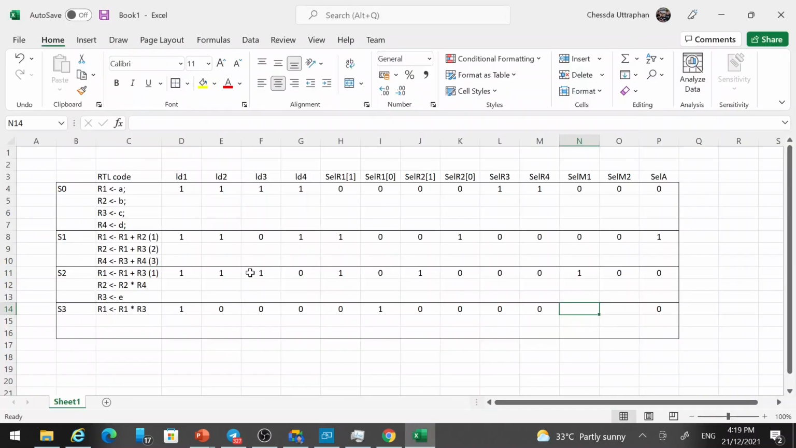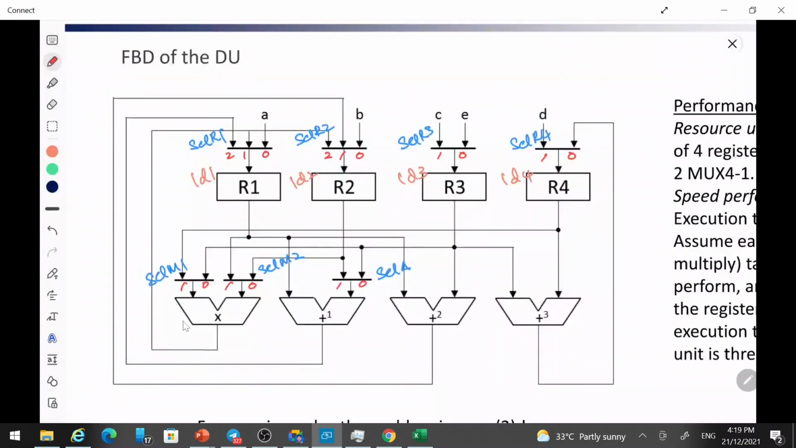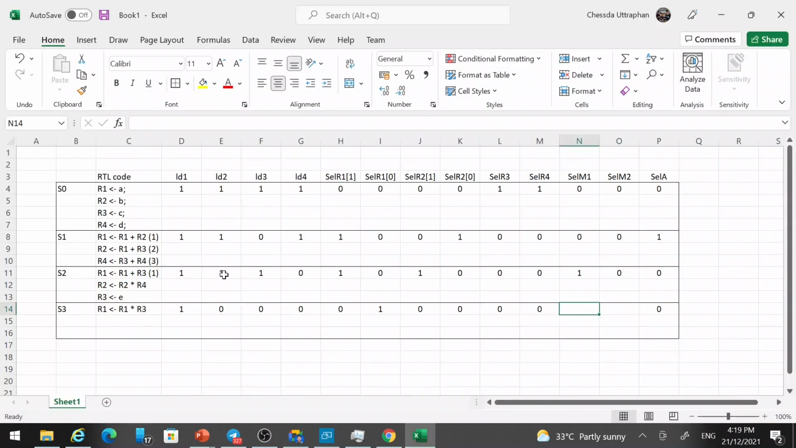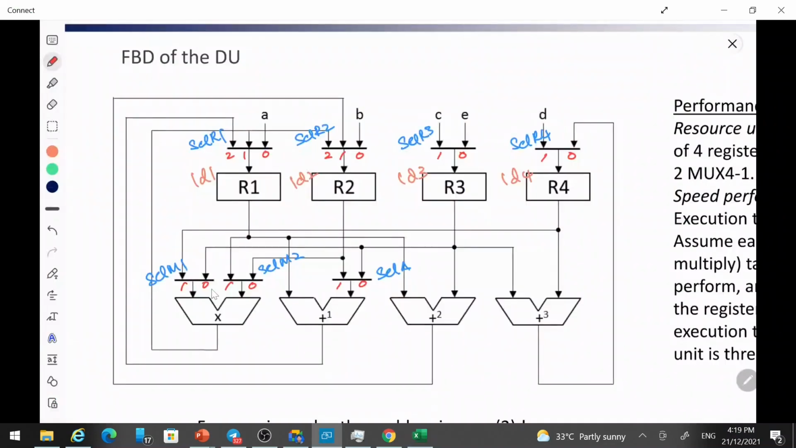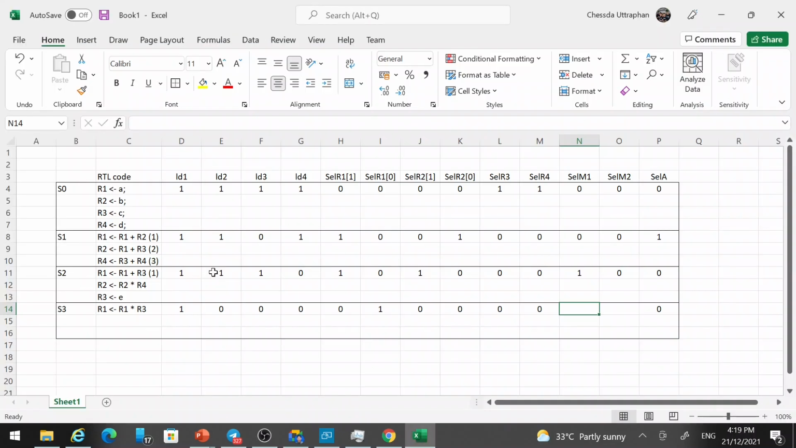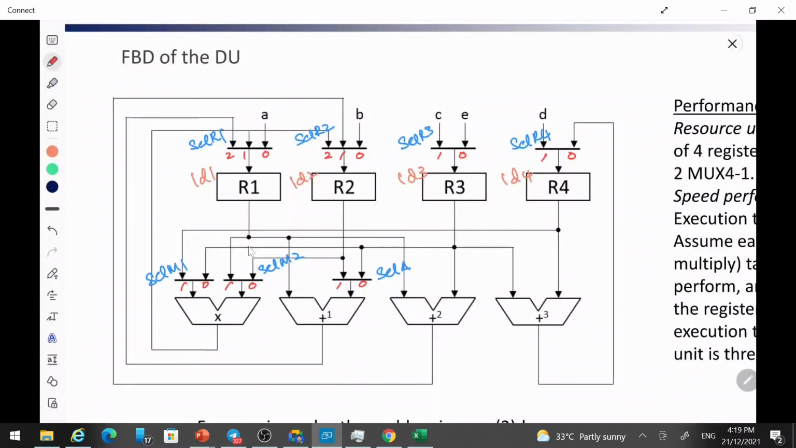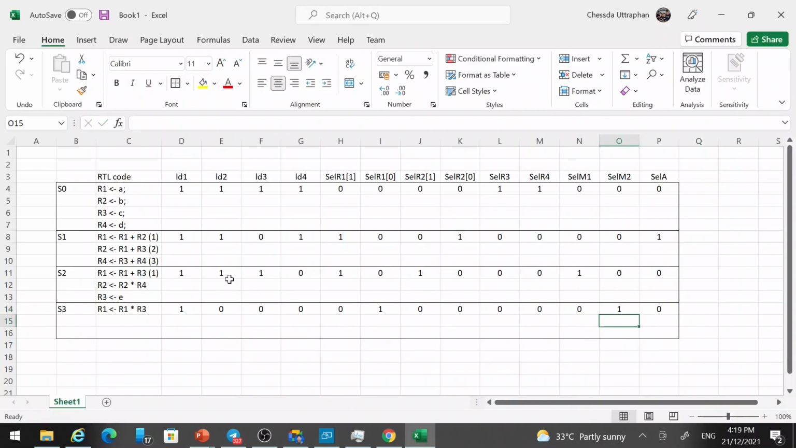No, multiply, not this one. Multiply must be this one. Again, R1, M1, multiply. We want to multiply R1 with R3. So here should be R3. So this is R3 should be 0. SEL M0 should be 0. And R1 should be 1 here. Then we have 1. So this is the information that we need in order to design our controller later on.